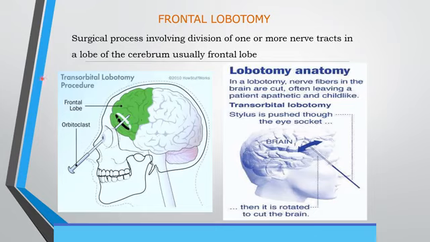One more surgical process is frontal lobotomy, which involves division of one or more nerve tracts in a lobe of the cerebrum, usually the frontal lobe. Nerve fibers in the brain are cut, often leaving the patient apathetic and shell-like. So this is the final last resort, but not most commonly done.